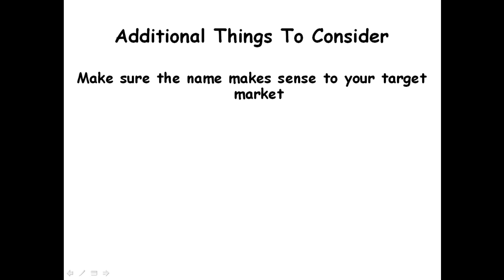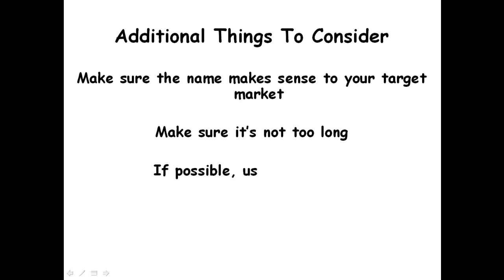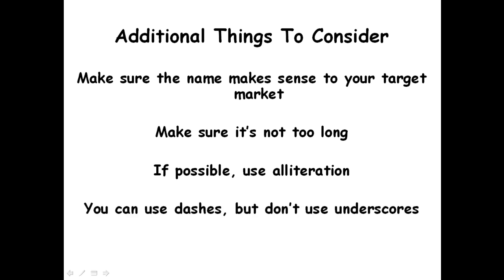All right, so some other things to consider. Make sure the name makes sense to your target market. And make sure it's not too long. The shorter the name, the easier it is to remember. If it's too long, it's going to be really hard for people to remember that name. And if possible, use alliteration. Alliteration is where you have the same consonant at the beginning of each stressed syllable. For example, buildablog.org: build starts with the B and blog starts with the B. That helps to make it memorable for your audience. So not only, in my opinion, is it a cool, catchy phrase, but it's also an alliteration. Build a blog, love it.